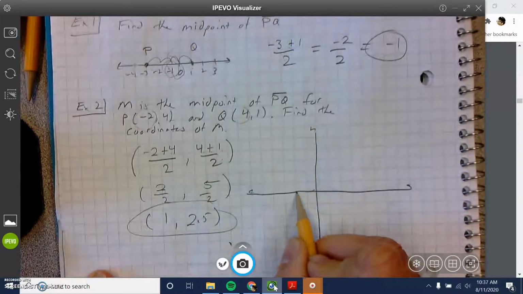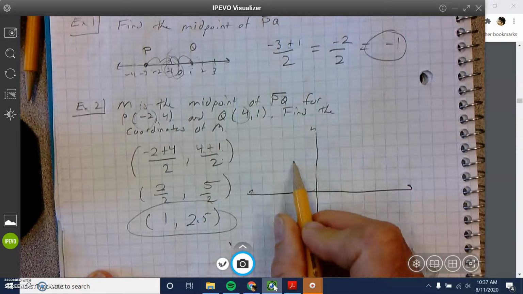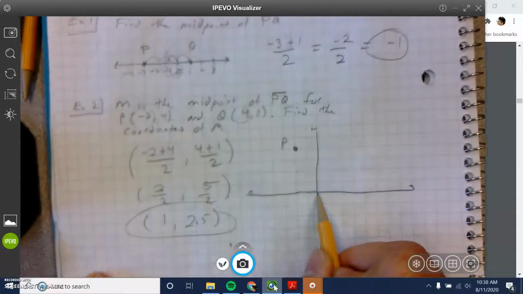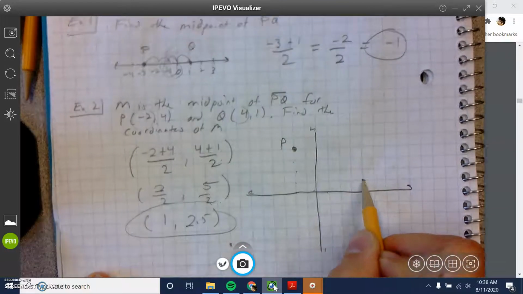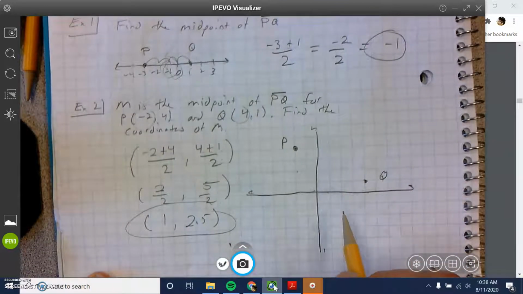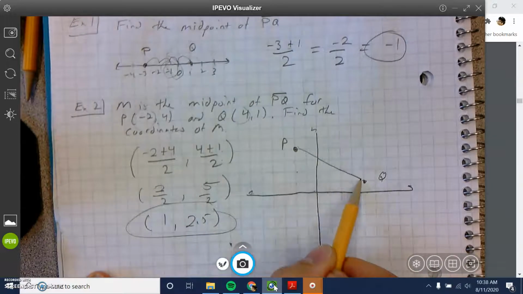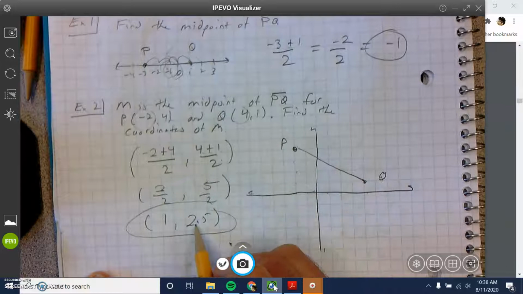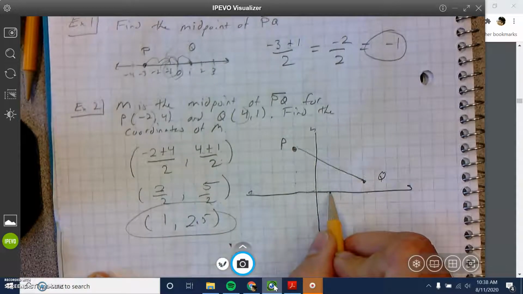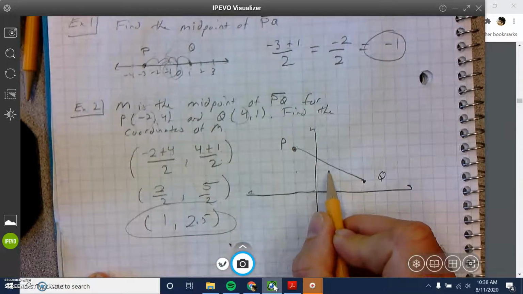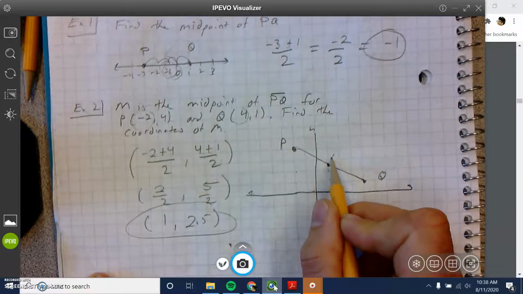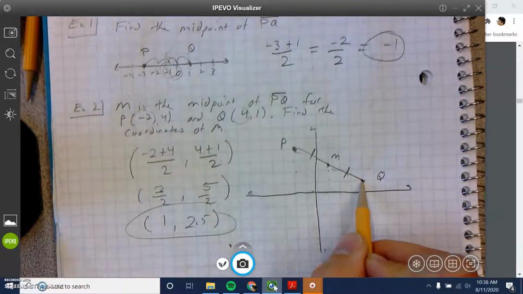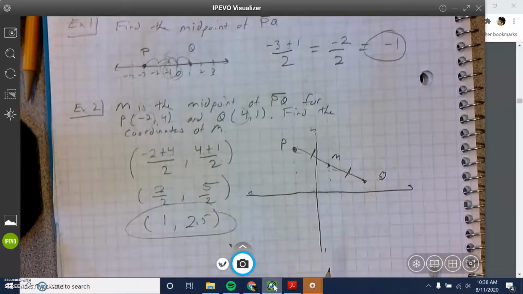So P is (-2, 4). 1, 2, 3, 4. This is P right here. Q is (4, 1). Write this down with me. And here is the line segment PQ. The middle, M, we just got (1, 2.5). Yeah, that makes sense. That's about the middle, because that would mean PM is congruent to MQ. There we go. That's the middle.